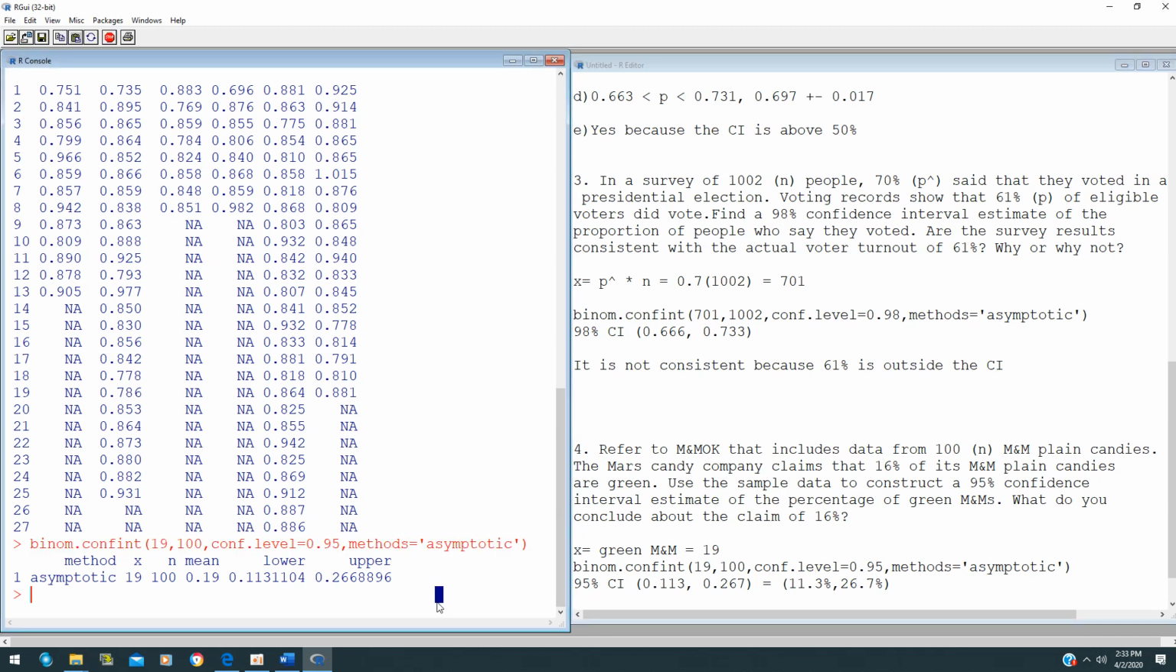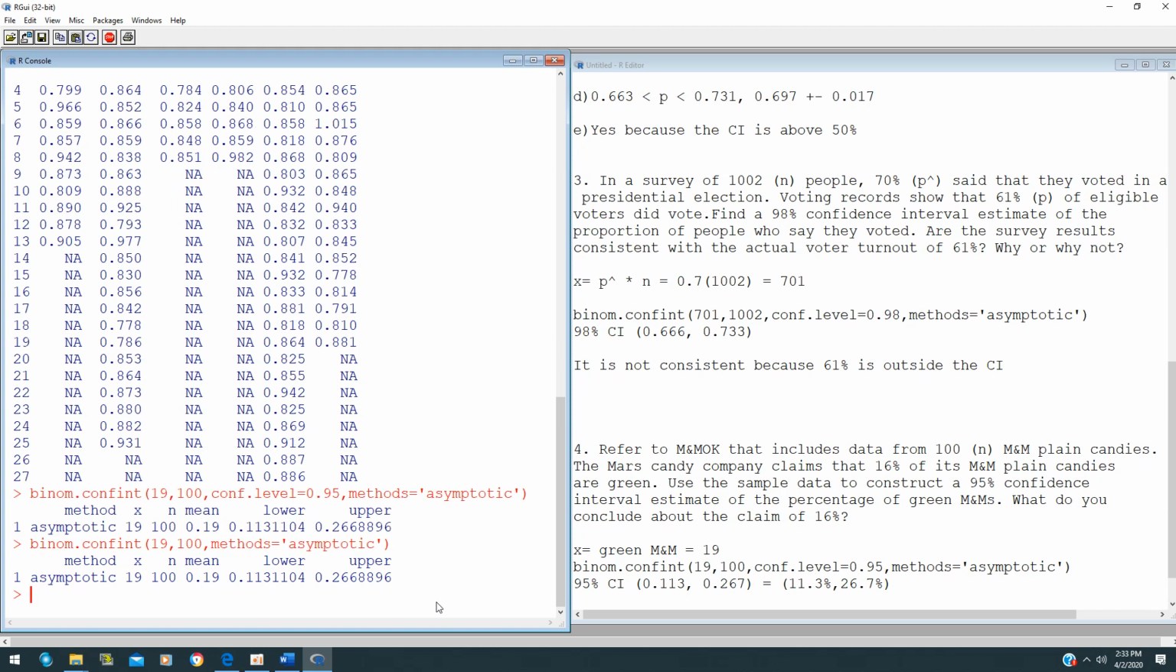Now, if you ignore the conf.level 0.95 in your binom.conf.int, you will still get the same thing. The reason is that if you don't put down your confidence level, R will default to 95%, only 95%. So for 98, 99, 90 or other percentages, you do need to put the conf.level in here.